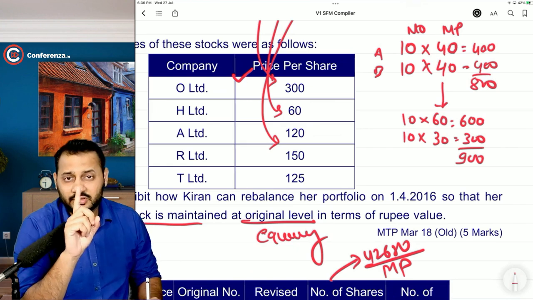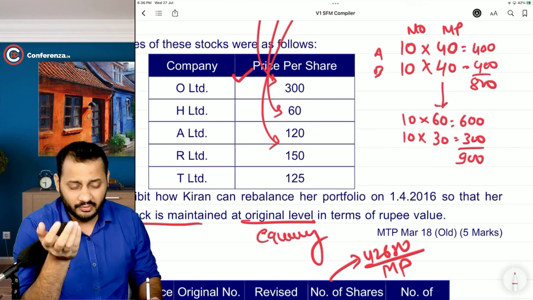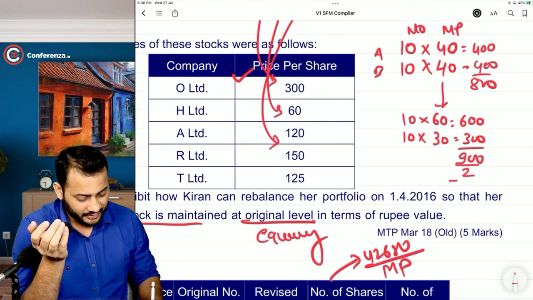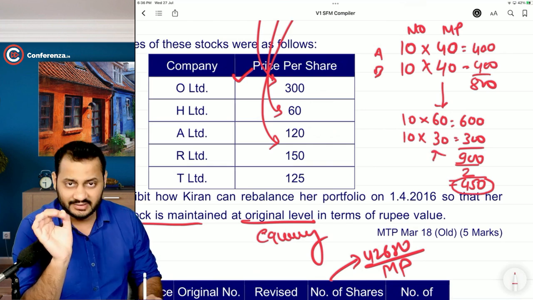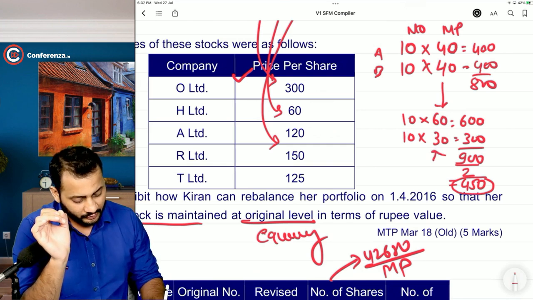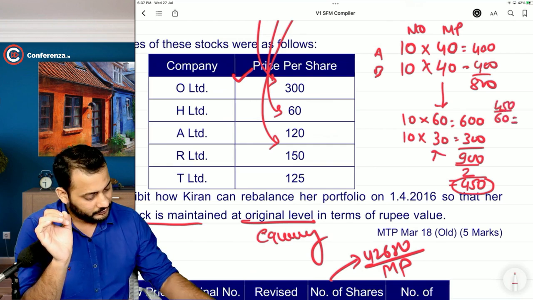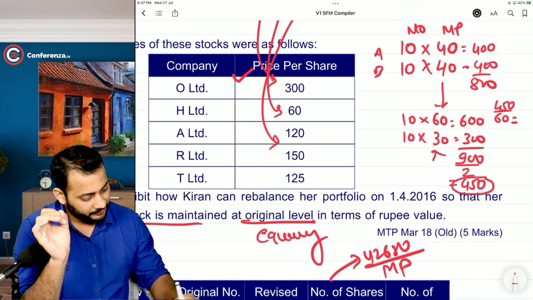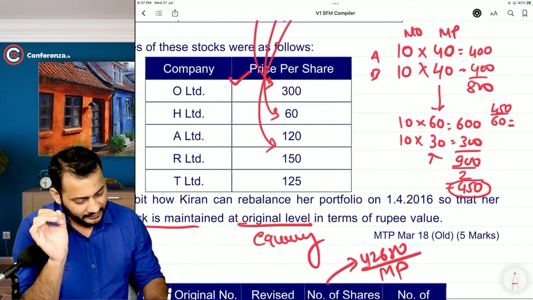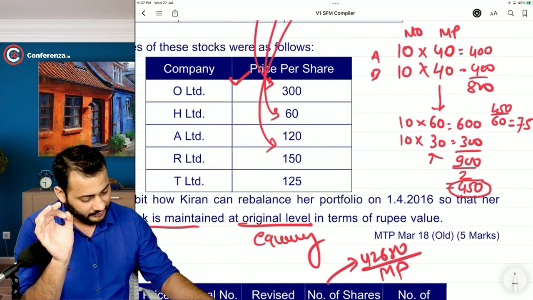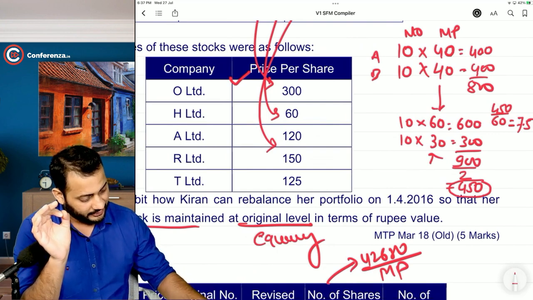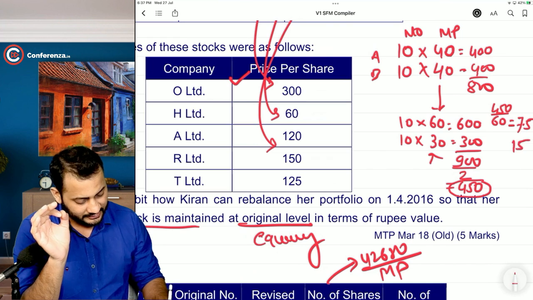And your strategy is to keep the equal balance. So what are you going to do? 900 divided by 2, that is 450. So 450 should be the balance in each stock. The current market price is this much. What are you going to do? 450 divided by 60, the current price. That means you should hold only 7.5 shares in the first stock, and 450 divided by 30, 15 shares in the second stock.